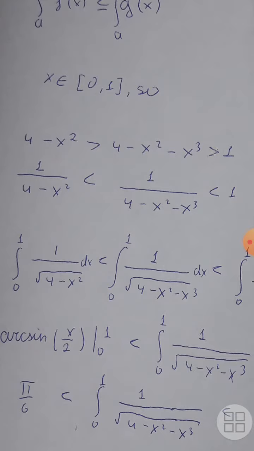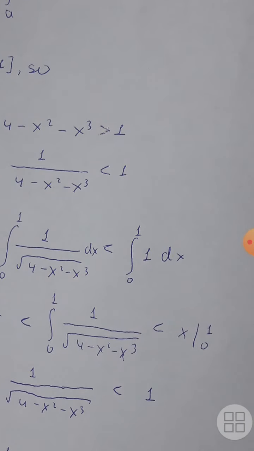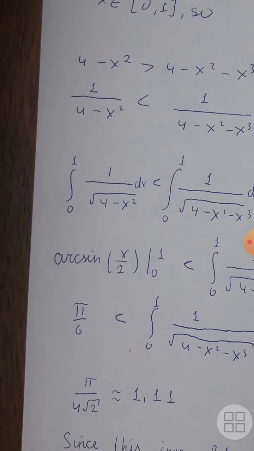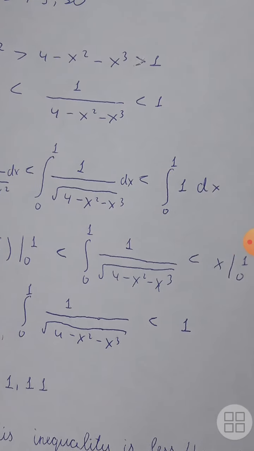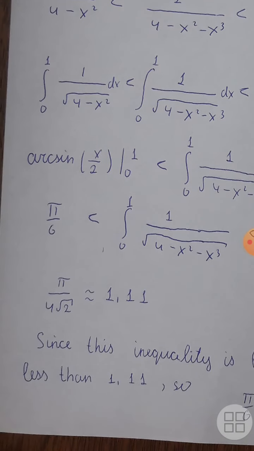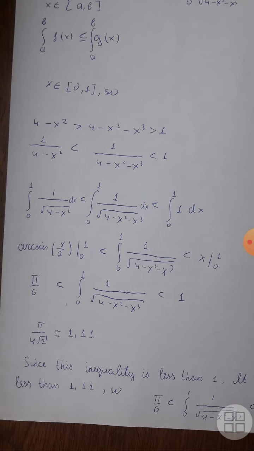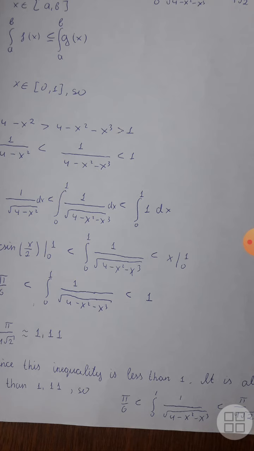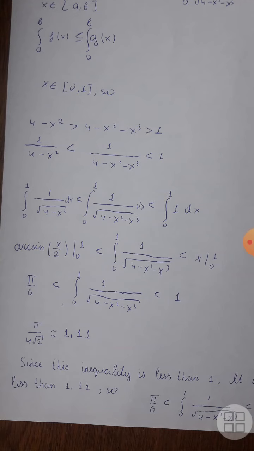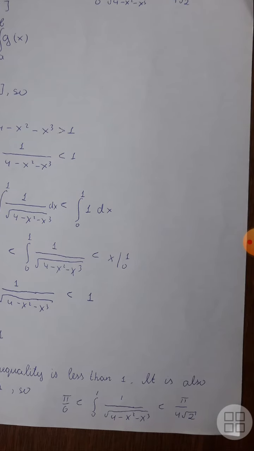This is arcsin(x/2), which is less than this part, and the integral of 1 is x. When we plug in the numbers, we get π/6 is less than our central part, which is less than 1. If we convert π over 4√2, we roughly get 1.11. If the number is less than 1, it's also less than 1.11, because 1.11 is greater than 1. So we are proving that this inequality is true.